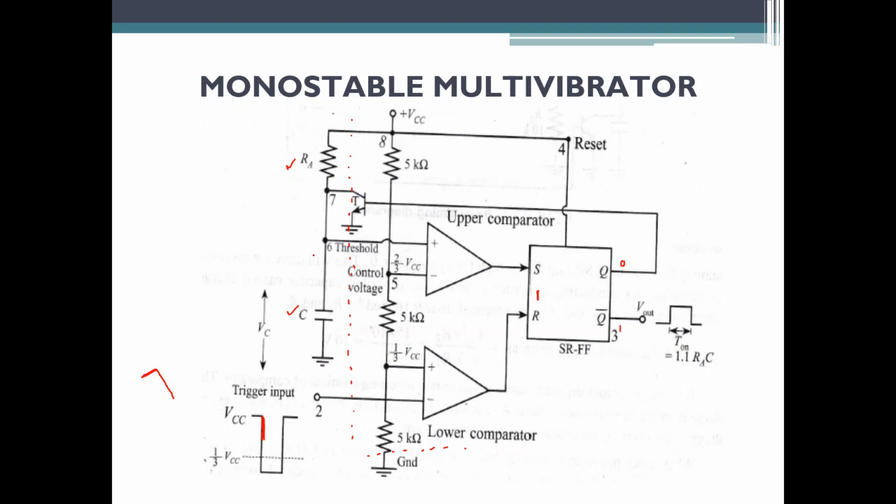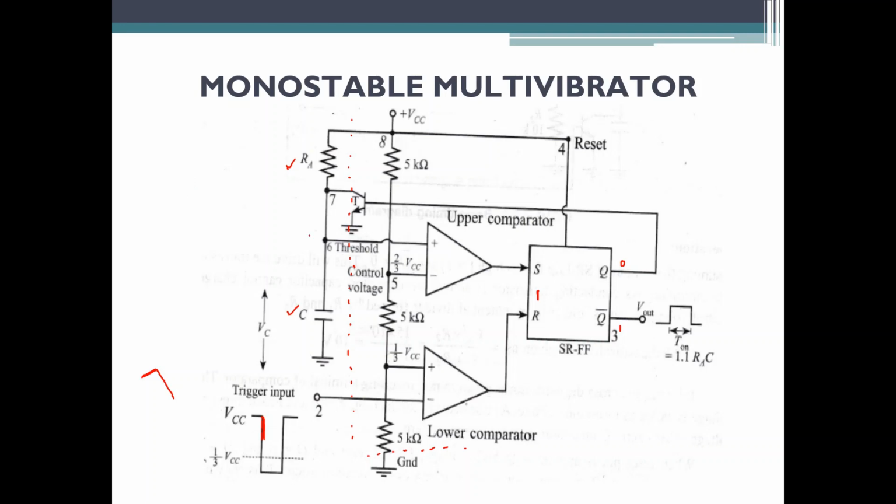The output will remain high for a particular time period, and that time period is called T on. We'll get to this once we get to the waveforms.